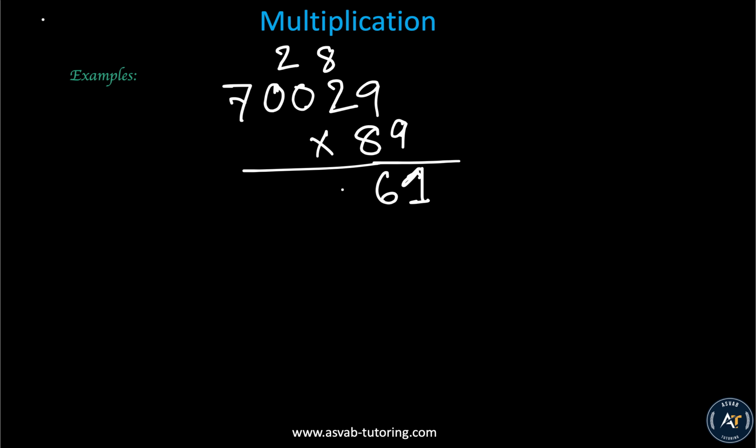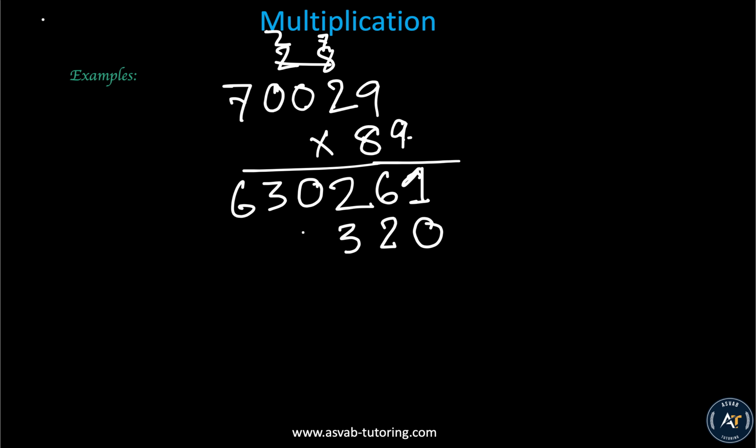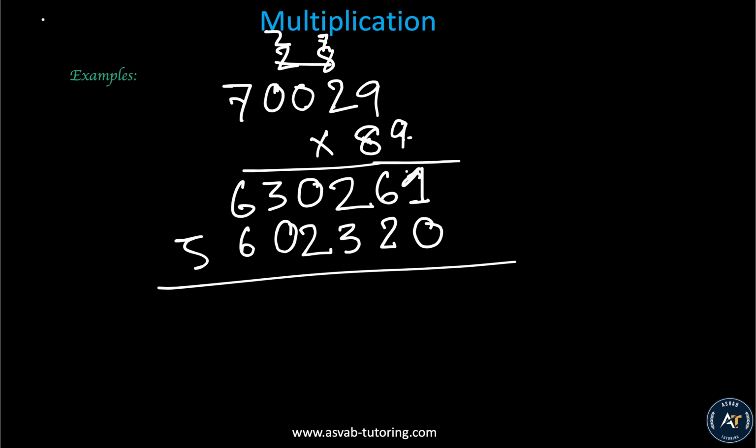9 times 0 is 0 plus 2 is 2. 7 times 9 is 63. Same thing, put a 0, and then 8 times 9 is 72, 2 carry 7. 8 times 2 is 16, 16 plus 7 is 23, 3 carry 2. 8 times 0 plus 2 is 2. 8 times 7 is 56. And you see I lined up everything.